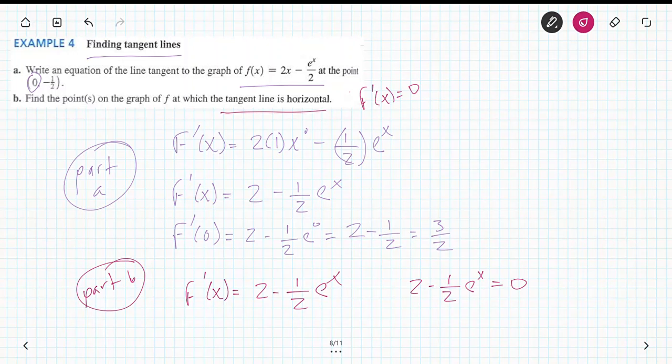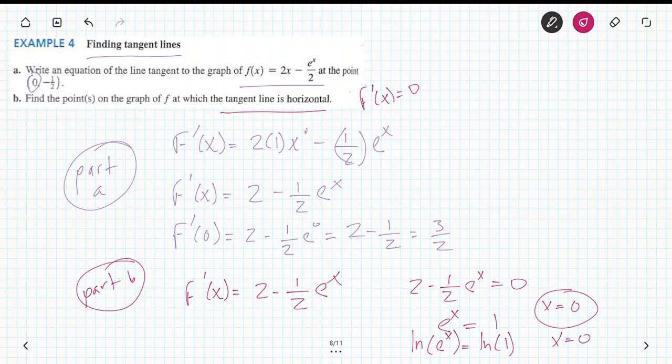Incidentally, when you solve, you're going to get e to the x equals 1. The only possible value for that is x has to be 0. You can solve that instinctively, or you can take the natural log of both sides. So you take the natural log of e to the x equals the natural log of 1, and so this would give you x equals 0.